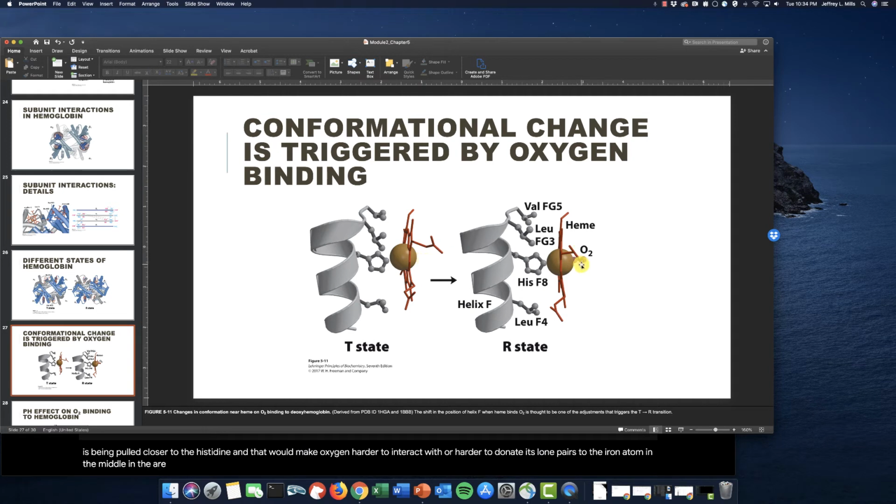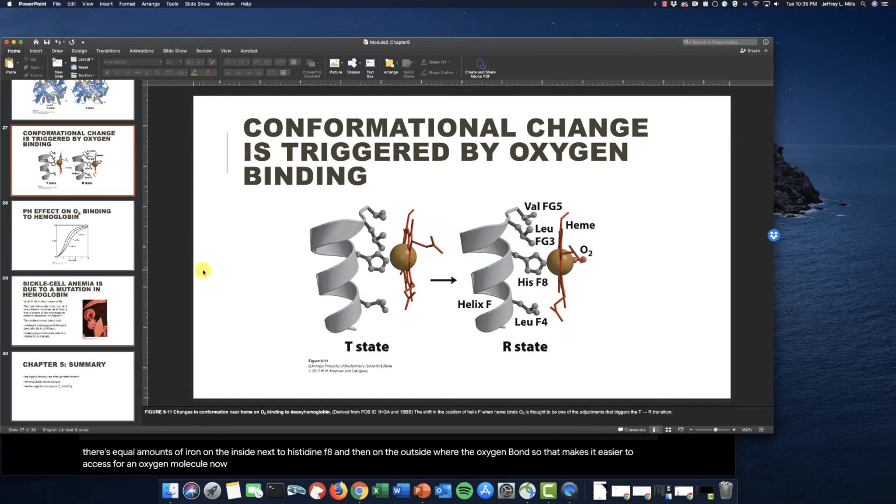In the R state, on the other hand, the iron atom gets pushed out and sits exactly halfway in the middle of the heme group, right? So there's equal amounts of iron on the inside next to histidine F8 and then on the outside where the oxygen would bind. So that makes it easier to access for an oxygen molecule.